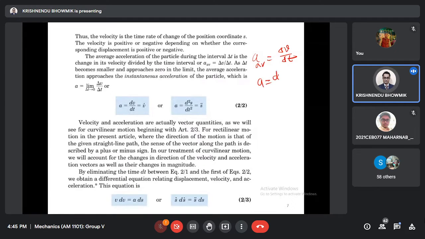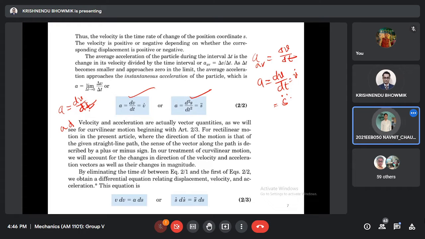The instantaneous acceleration will be dv dt, or v dot, or maybe s double dot. Any way you can write it. You know, dv dt, d squared s dt squared, s double dot. Now from this relationship, somebody can write that a equals dv dt, and that relationship we can write here.